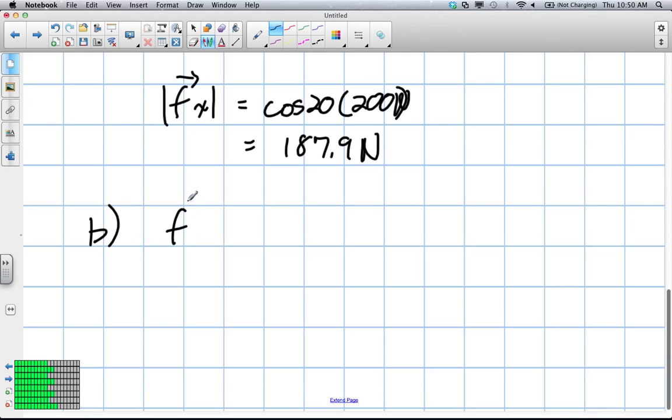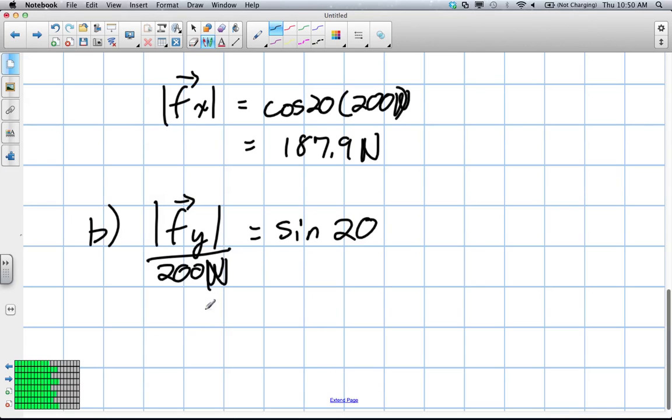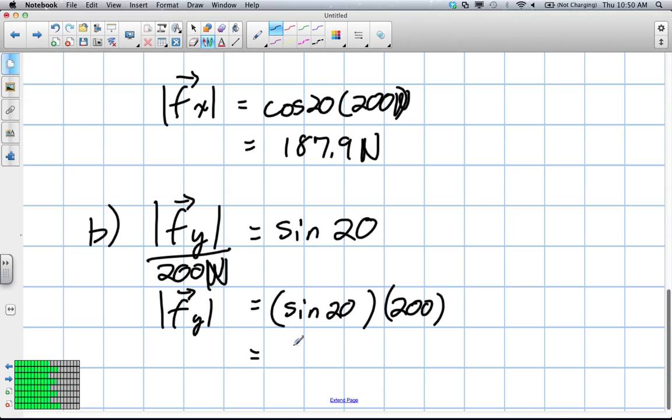The resultant force is our opposite over the hypotenuse. So the resultant force divided by the hypotenuse, which is again 200 newtons, is equal to sine 20 in this case. Exact same procedure as before. The resultant force along the y-axis, or the force that is lifting it upwards, is sine 20 times that force, which is 200 again. Our force is 68.4, I think, right?